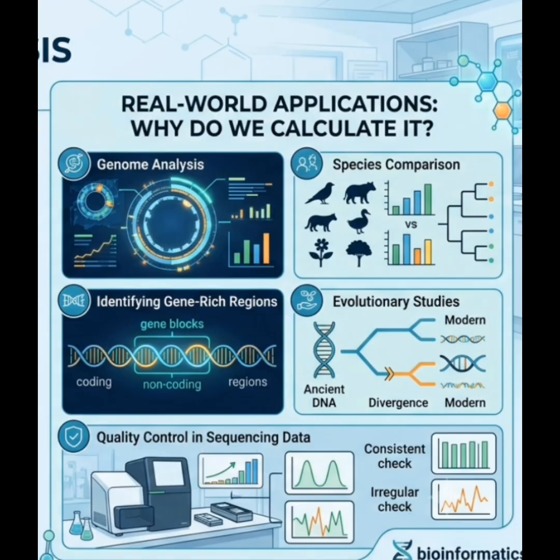Then it can also be used in evolutionary studies. Also, it helps in quality control in sequencing data. These are the reasons why we calculate base composition of a DNA sequence. Now, let's move to a practical session where we are going to use Python to calculate the base composition of a particular DNA sequence.